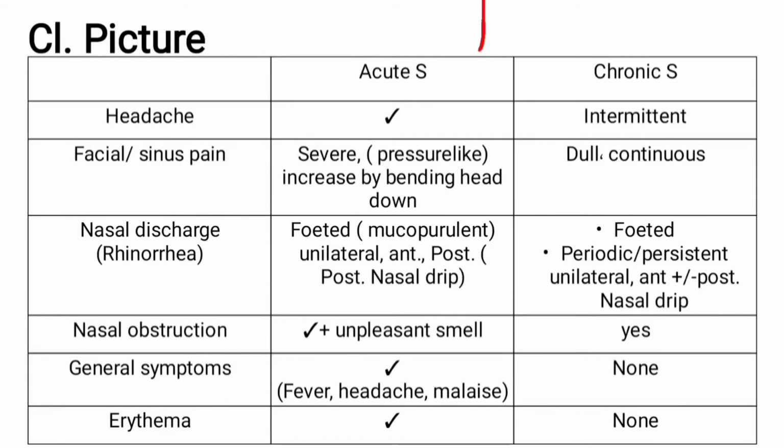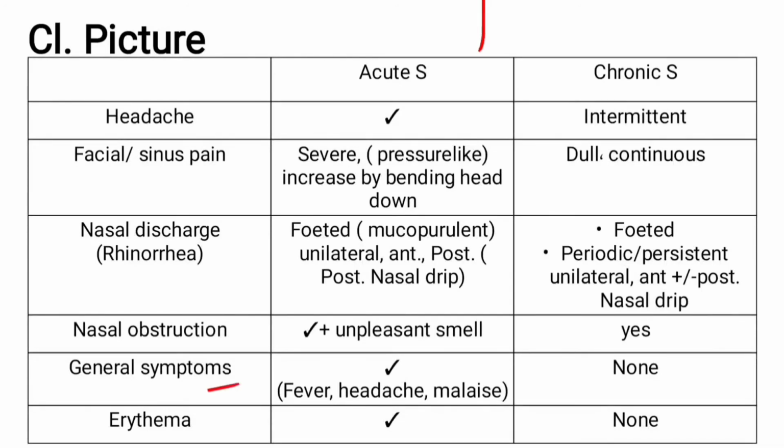While in the chronic condition, the pain is dull, not severe like an acute condition, and may be continuous. The discharge occurs in both acute and chronic conditions with fetid or bad odor, and usually for the acute condition it's unilateral with anterior or posterior discharge, meaning discharge from the nose, or posterior nasal drip from the nasopharynx. In both conditions, acute and chronic, the discharge is periodic and it comes and goes, also not continuous in the chronic condition. There is obstruction in the acute condition and chronic as well, with unpleasant smell.